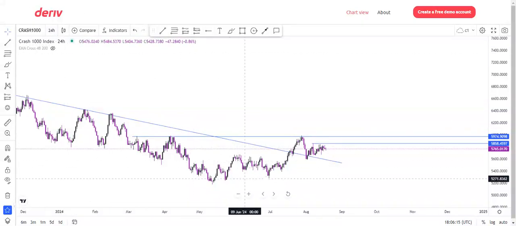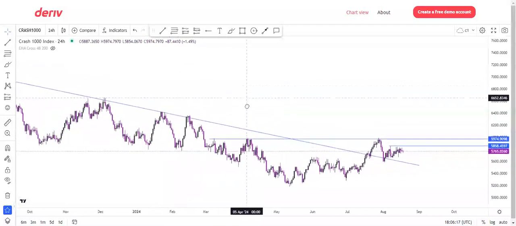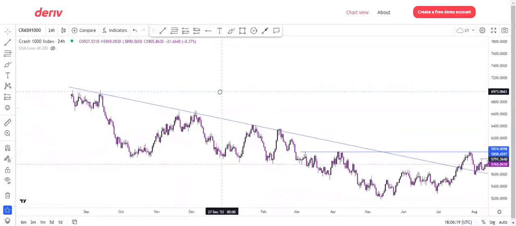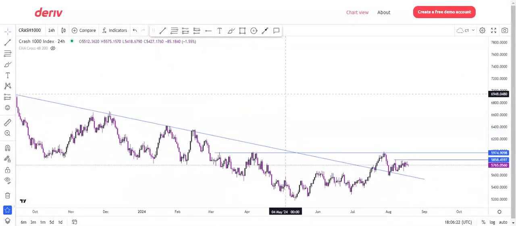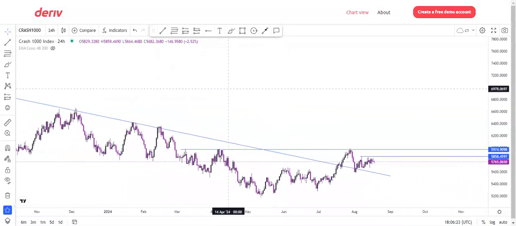I thought we can all see the screen. So we'll do a forecast. We'll try doing a forecast of the Crash 1000, Boom 1000, Boom 500, and Crash 500.